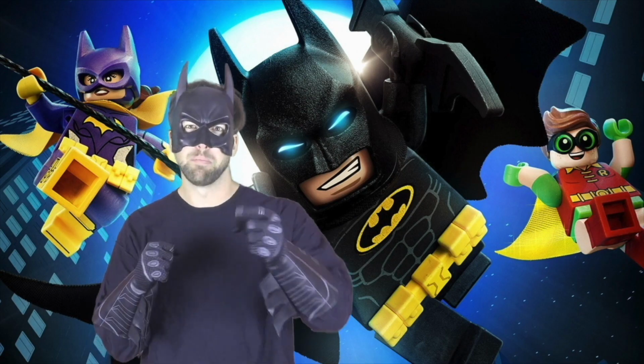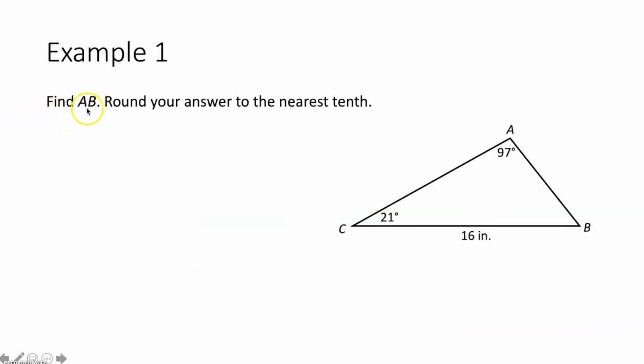It's example time. Now example 1 says find the measure of segment AB. Round your answer to the nearest tenth. So this question is asking us to find a missing side length of a triangle. So the first thing we should decide is, are we going to use a trig ratio, the law of sines, or the law of cosines?